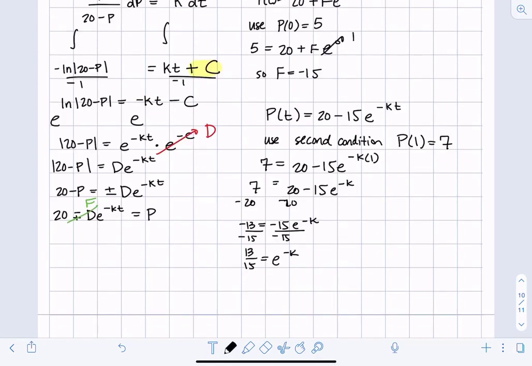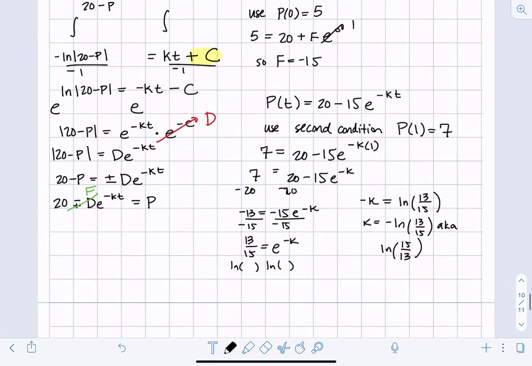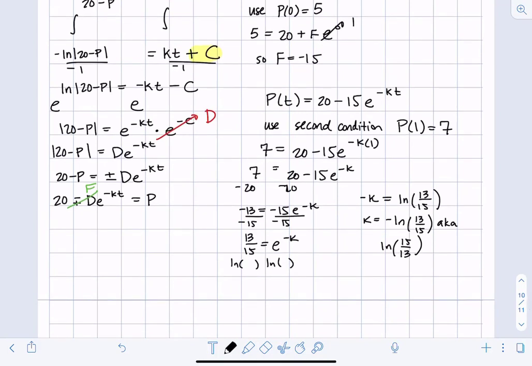To solve for that variable in the power of our exponent, we would take ln of both sides, and we'd get that negative k is equal to ln of 13 over 15. So k equals negative ln of 13 over 15. And using log rules, you could also write that as ln of 15 over 13. But it really doesn't matter because in the end, we're going to be taking our constant of proportionality and putting it back into our solution curve.